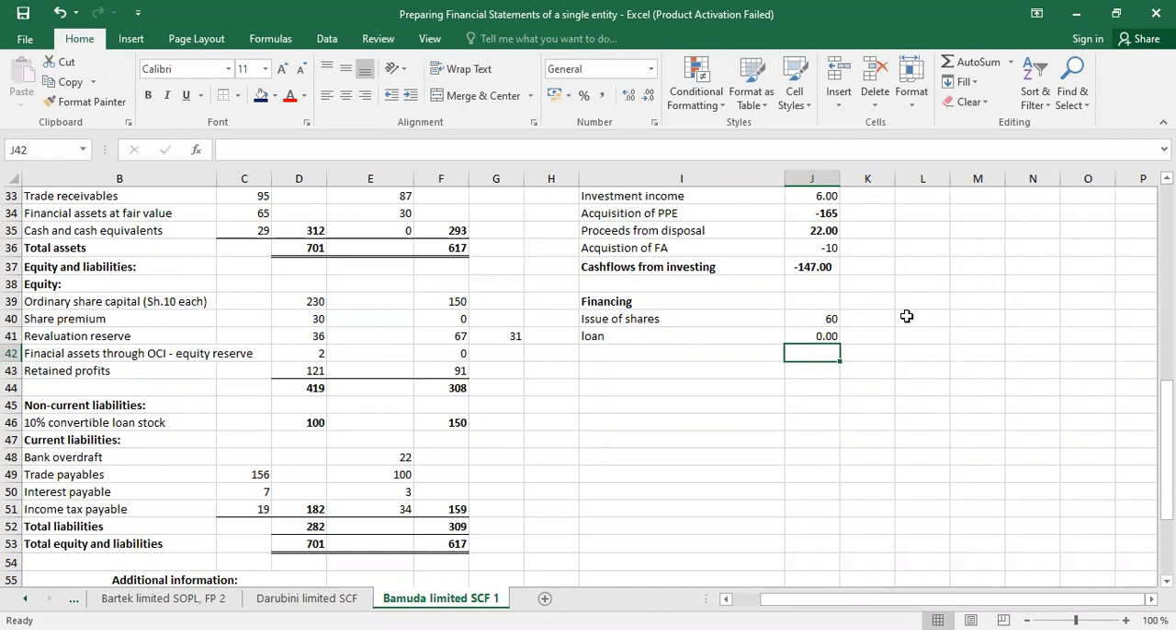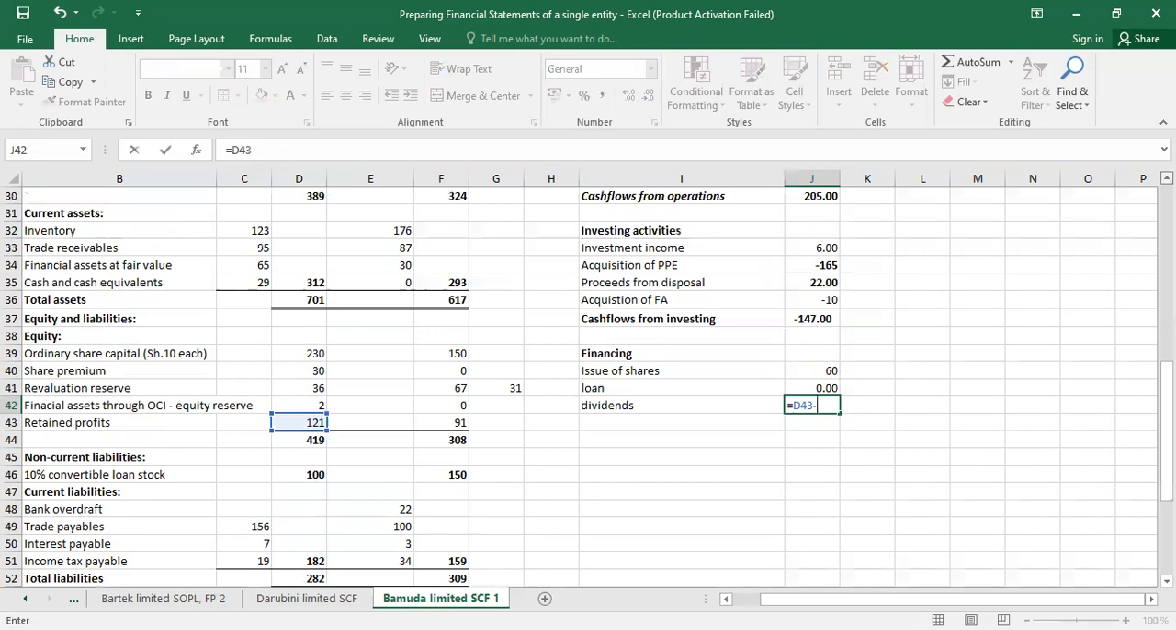Then we go to dividends paid. Dividends fall here, equal sign. So dividends we work with retained earnings. So it is here, the current value minus.